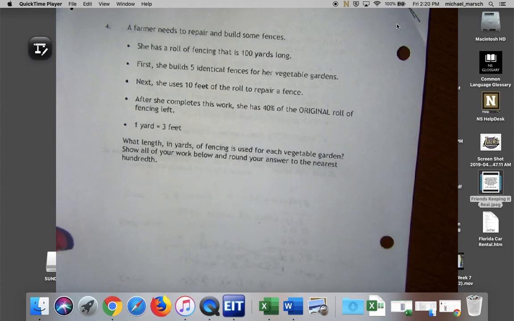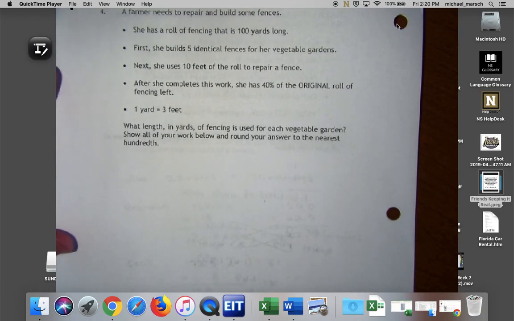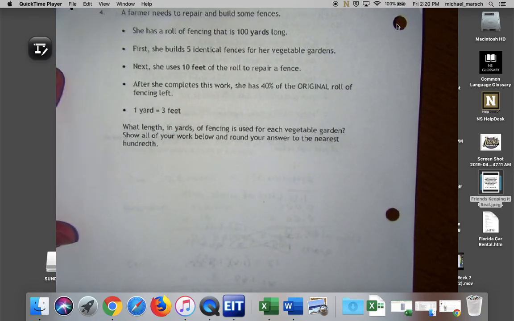A farmer needs to repair and build some fences. She has a roll of fencing that is 100 yards long. First, she builds 5 identical fences for her vegetable gardens. Next, she uses 10 feet of the roll to repair a fence. After she completes this work, she has 40% of the original roll of fencing left. What length in yards of fencing is used for each vegetable garden? Show all your work below and round your answer to the nearest one.